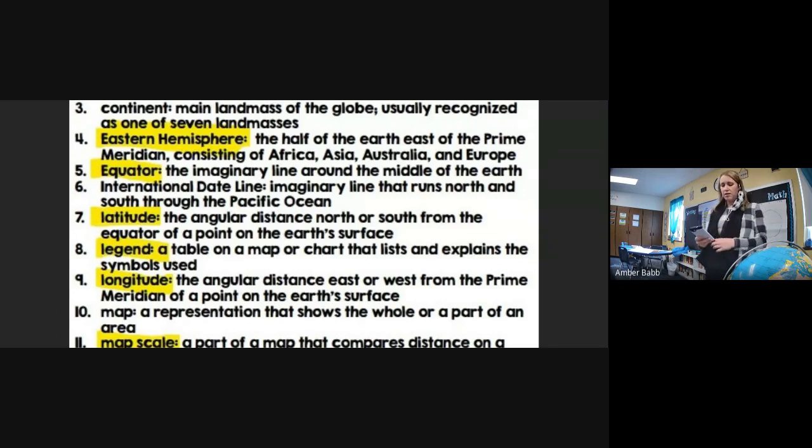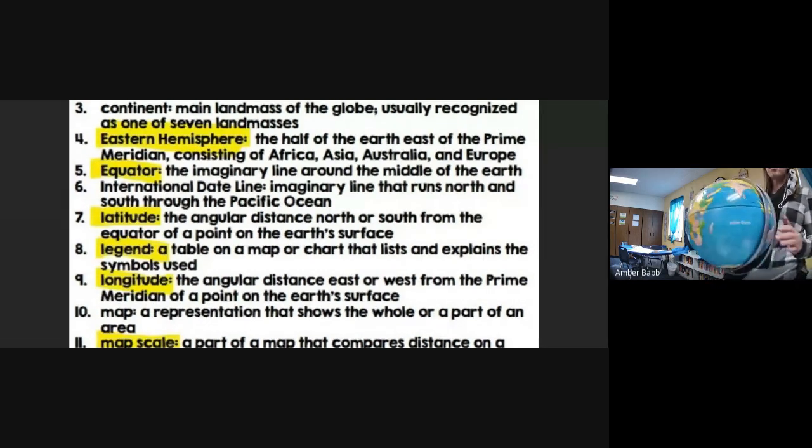Hang on, let me double check it. Let me double check it because I don't want to give you the wrong information. It doesn't mean land. Of prefix hemi. Half. It means half. I was pretty sure it was half. Just wanted to double check. Hemi means half. So we divided the Earth in half.